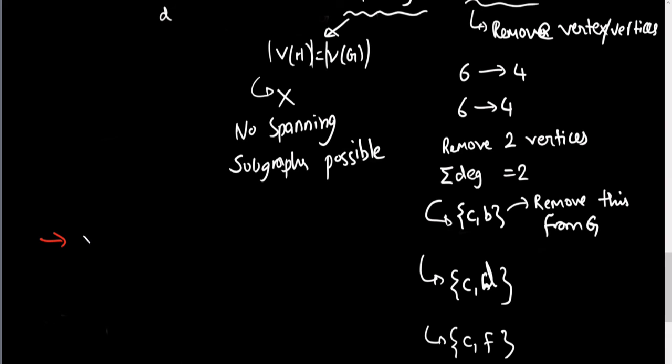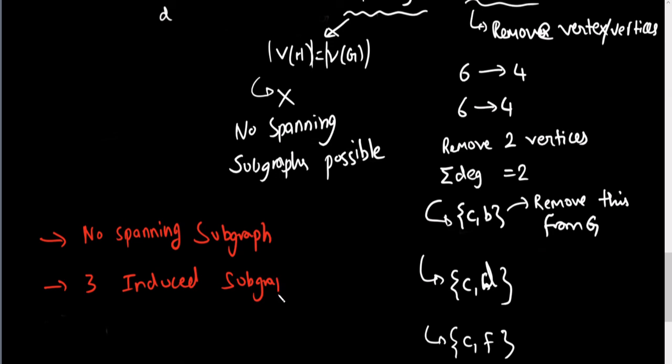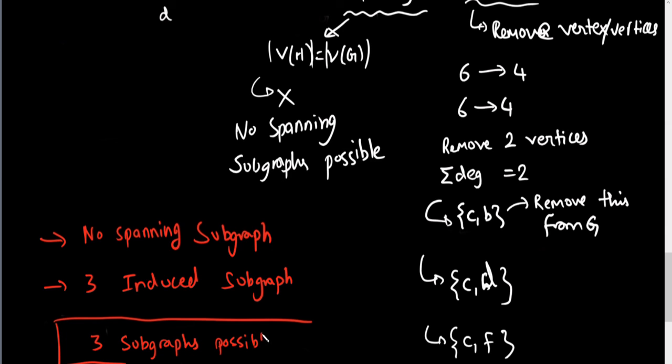So to write down our answer, we have no spanning subgraph, and we have three induced subgraphs. And as you know, spanning and induced are mutually exclusive and completely exhaustive. So that means that there are no possible cases apart from this, and that means that in total we have 3 subgraphs of the required conditions possible. You can also list them down if you want, but take that as an exercise maybe.